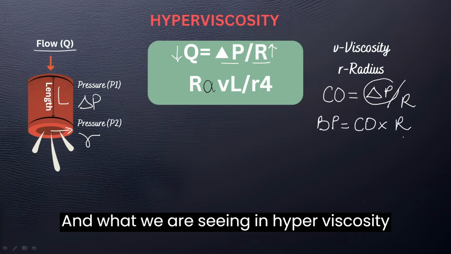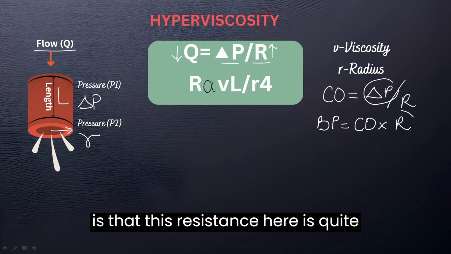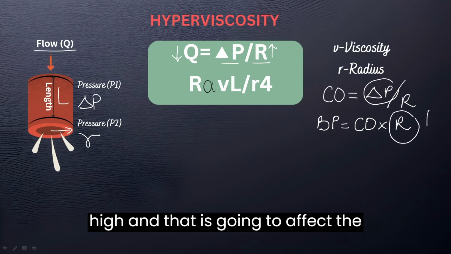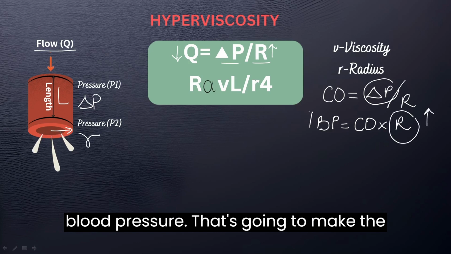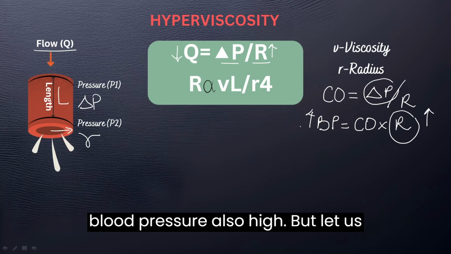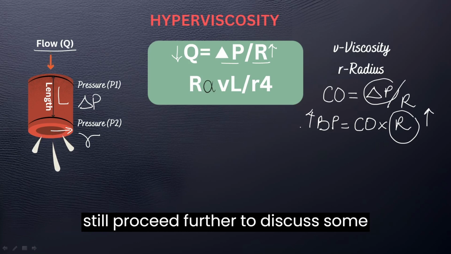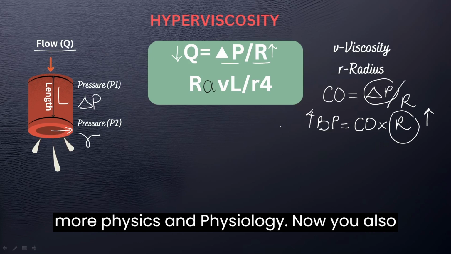And what we are seeing in hyperviscosity is that this resistance here is quite high, and that is going to affect the blood pressure. That's going to make the blood pressure also high. But let us still proceed further to discuss some more physics and physiology.